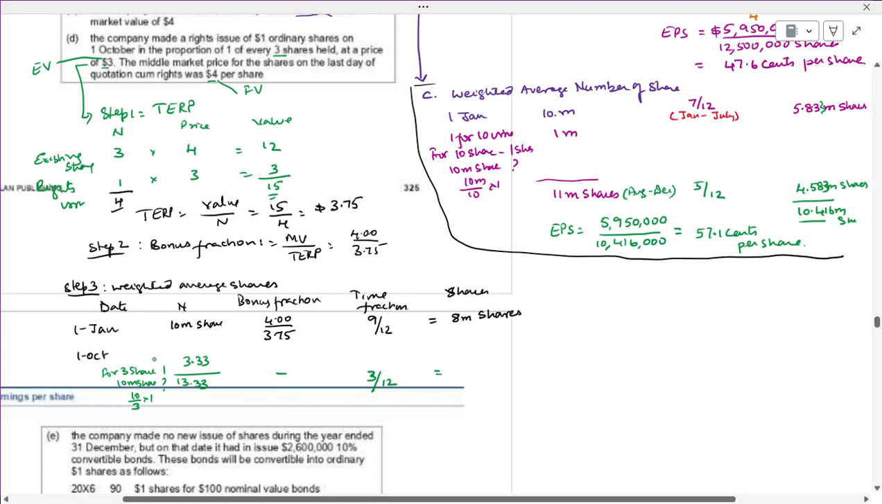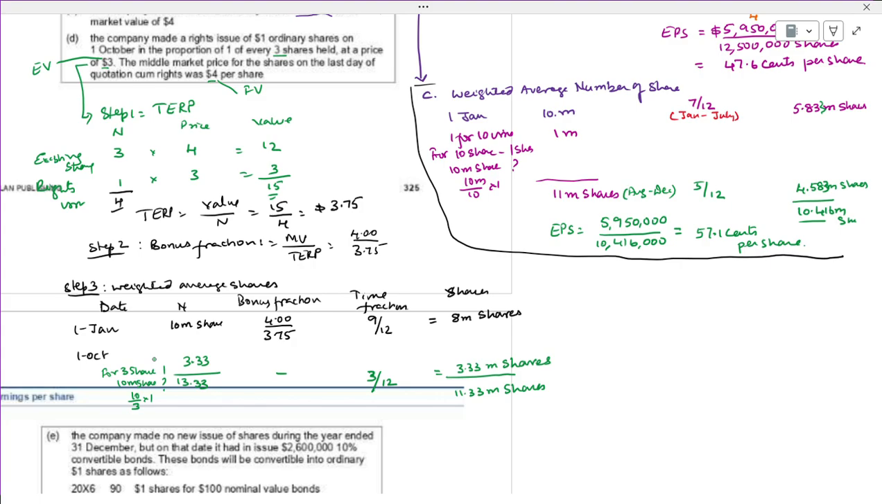13.33 times 3 divided by 12. Calculator is not with you, please. 3.33. Total how much will you get? 11.33 million shares. Is it right? 11.33 million shares.